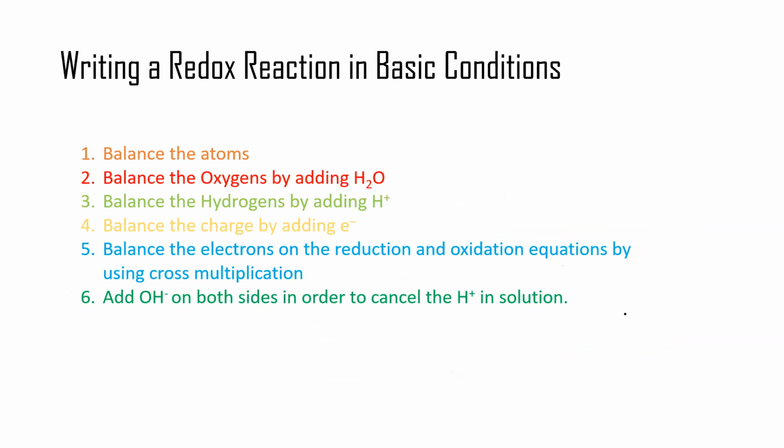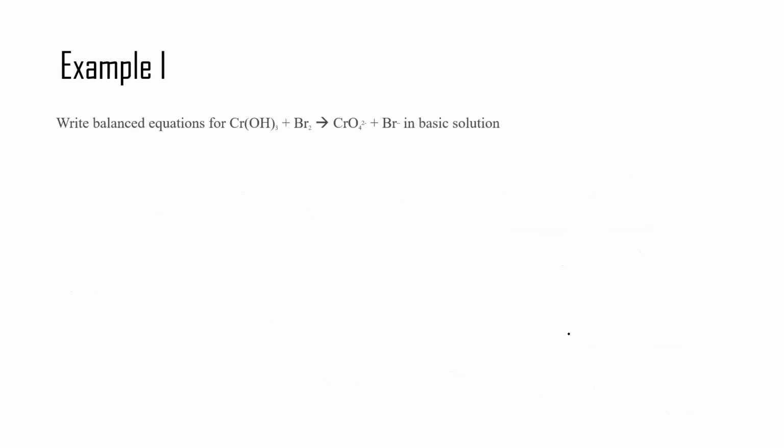If you were to have basic conditions, you would be doing the same steps. So balance the atoms, then you balance the oxygens by adding water, then you balance the hydrogens by adding H+, then you balance the charge by adding electrons, and you do the cross multiplication and balance the equation. But then you add OH- on both sides until there are no H+ in solution. So we have an example here.